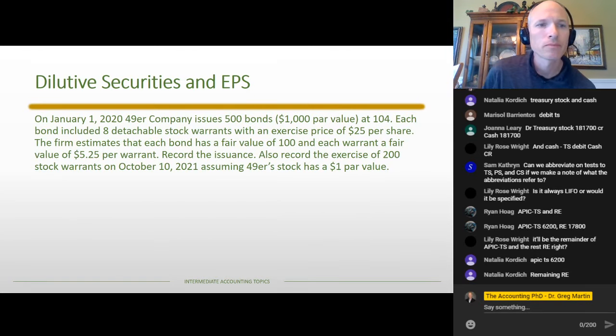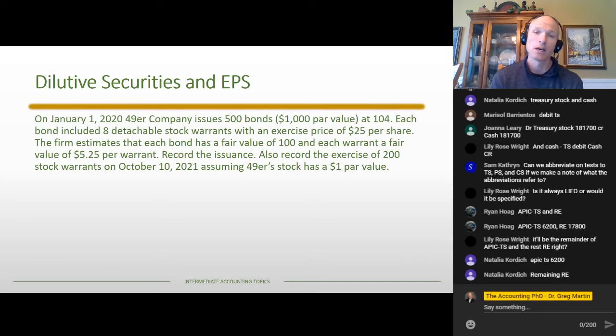Next example. On January 1st, 2020, 49er Company issues 500 bonds, again $1,000 par value at 104. Each bond includes 8 detachable stock warrants with an exercise price of $25 per share. The firm estimates that each bond has a fair value of $100 and each warrant a fair value of $5.25. Record the issuance, and then also record if 200 stock warrants are exercised on October 10th, 2021, again assuming that 49er stock has a $1 par value.